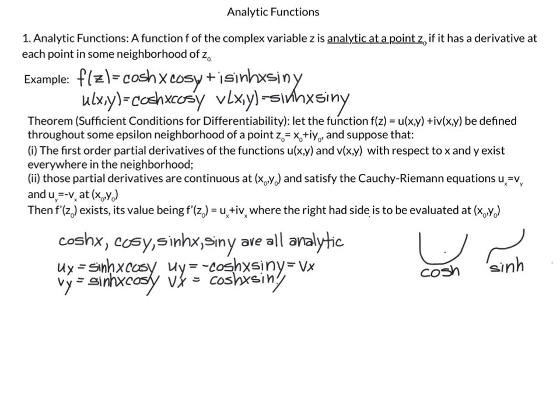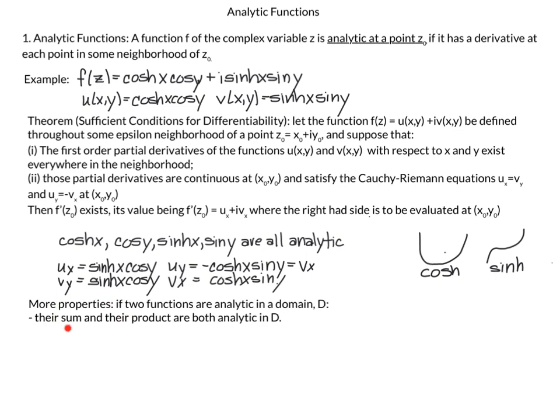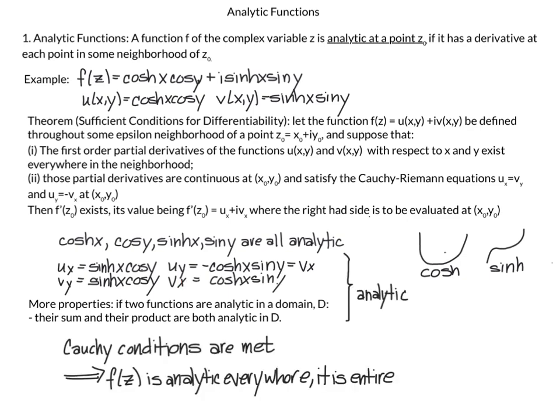Those are all analytic. And by the property we have on our overview slide, if two functions are analytic in a domain, then their sum and their product are also analytic. So in particular, sinh x is analytic and cosine y is analytic, so the product is analytic. So all of these partial derivatives are analytic. So far, we have that the partial derivatives exist. They are continuous because these functions are all continuous. And last, they satisfy the Cauchy-Riemann conditions.